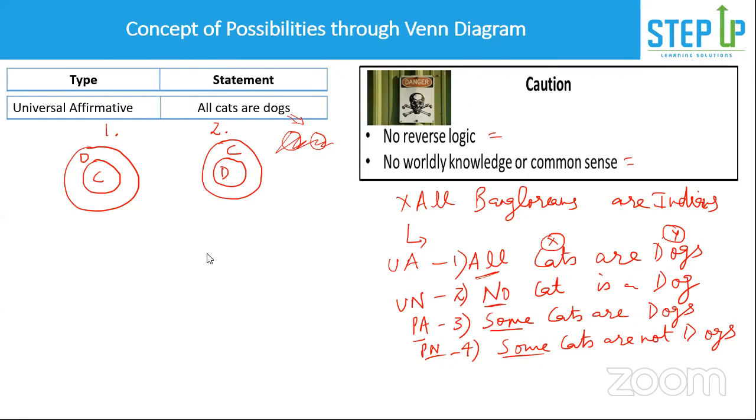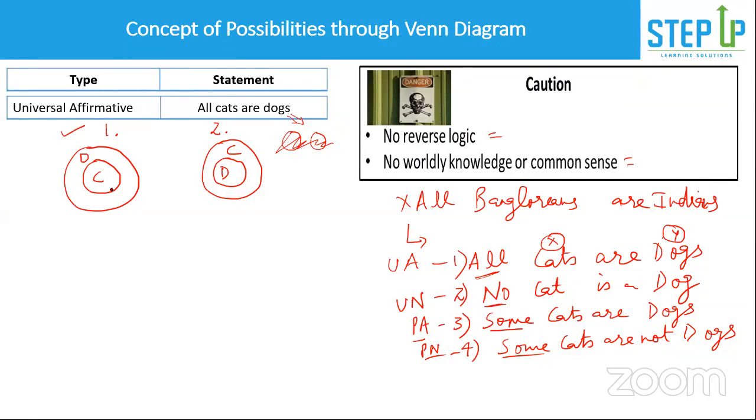All right, so now let's see how we will understand this. The statement says all cats are dogs. That means all the cats are here, in the bigger dog circle. Is this a correct statement? I think this is correct.